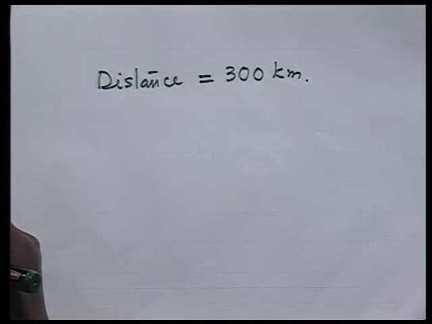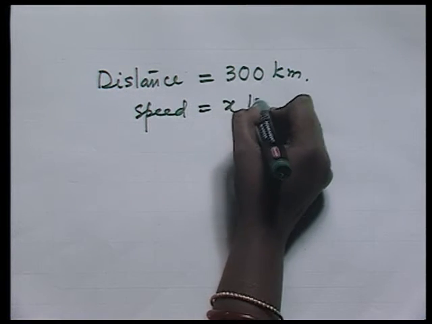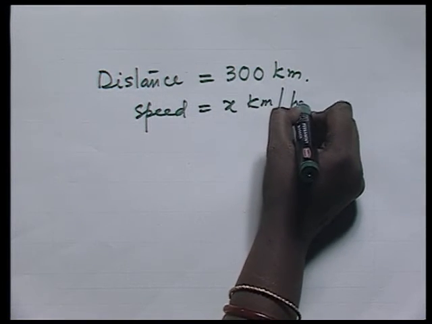And then we are given that if the speed is decreased by 10 kilometers per hour, then the journey will take 1 hour longer, and we have to find the average speed of the train. So, let us suppose that the average speed of the train is x kilometers per hour.